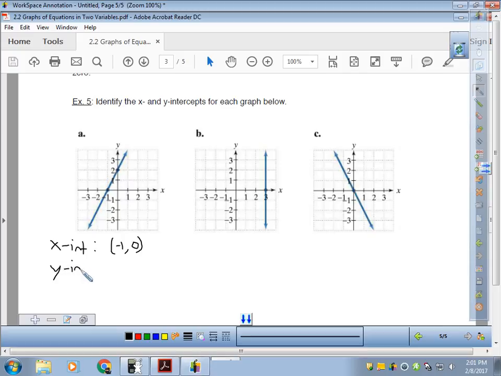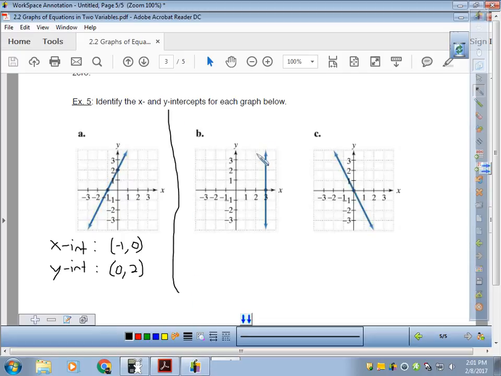For y-intercept, we're looking for where it crosses the y-axis. This is the y-axis right here. So where does it cross? It crosses right there at 2. So the y-intercept would be 0, comma, 2. Okay, so there's this one.